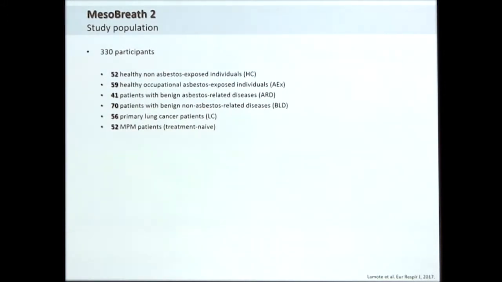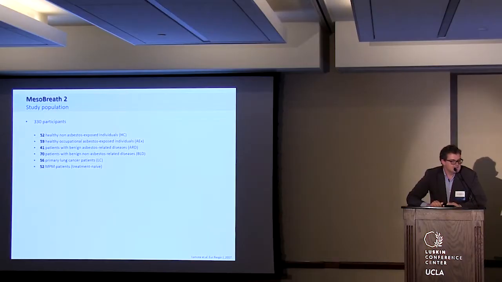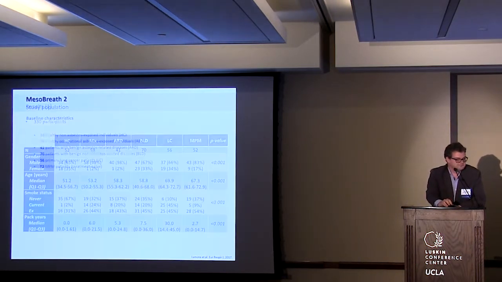asbestos exposure, 41 patients with benign asbestos-related disease, of which most of them were asbestosis patients and plaque patients, 70 patients who had nothing to do with asbestos, but who had lung cancer or asthma, for instance, so the benign non-asbestos-related diseases, 56 primary lung cancer patients, also treatment naive, and 52 mesothelioma patients who were treatment naive.